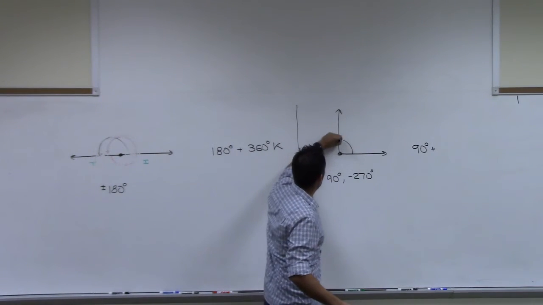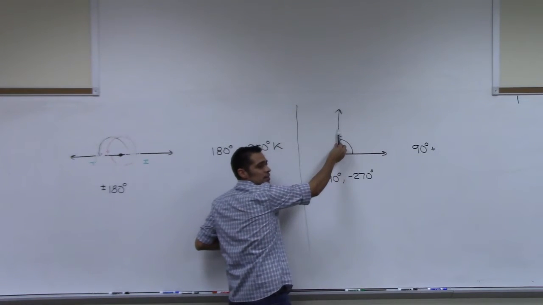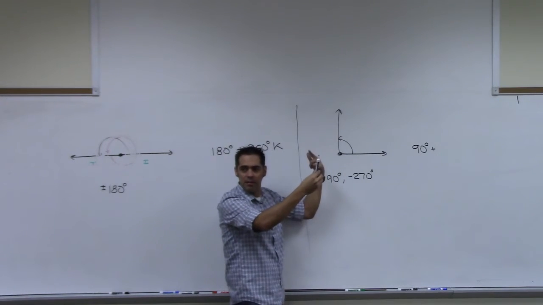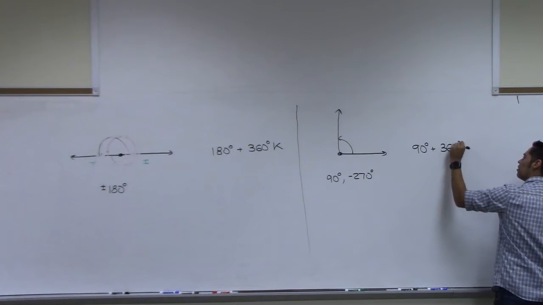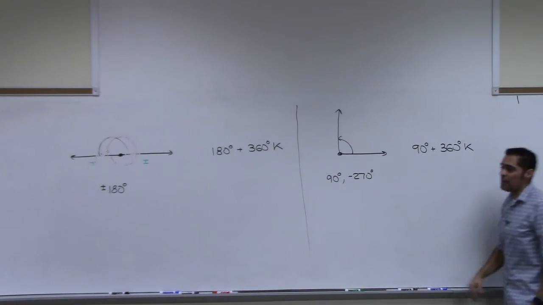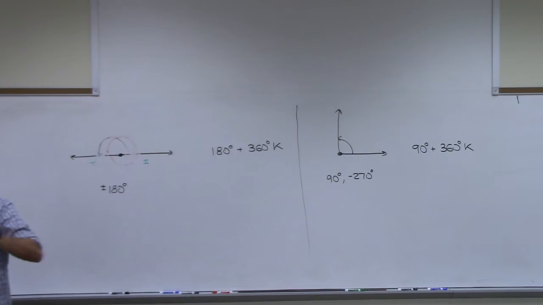If I start here at 90 degrees, how much will I have to rotate by to get back here? 360 again, right? 360 will get me back there. So I just add again to this, 360 degrees K. This 360 K is kind of a common theme here. We're just going to add full rotations.